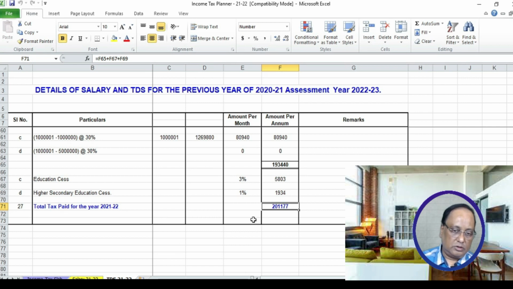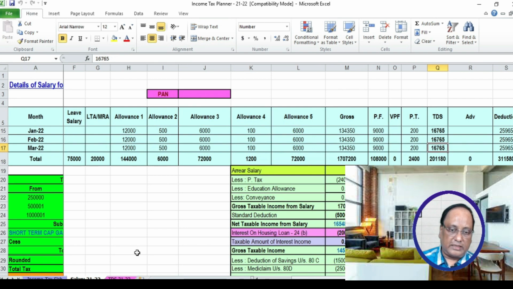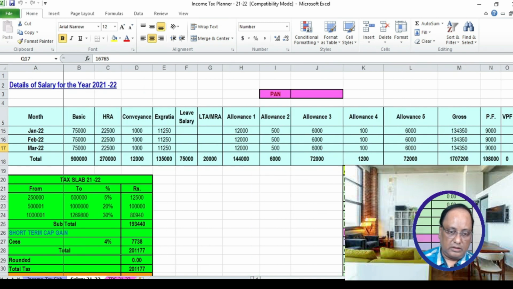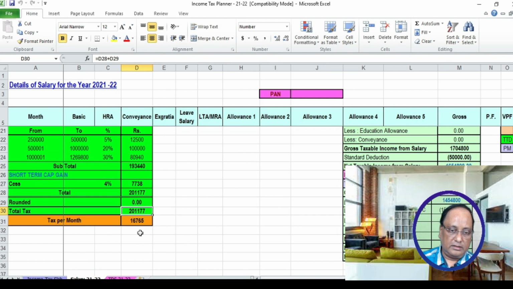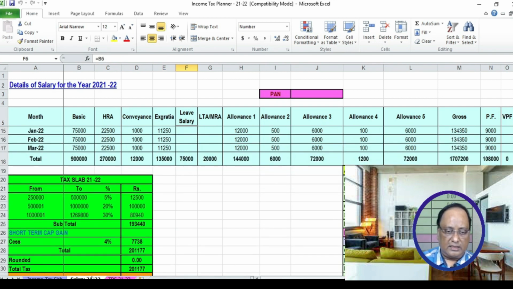Now again it will come under the slab, and the total tax part will come 2,01,177. So it is correctly matching with your calculations that you have shown over here, that is 2,01,177. So this is the basic operation of these things. You need not do much more on it. You have to fill up the first April month data of your salary, and in a similar way it will automatically fill up, and you will get the result of the monthly tax that you should pay to the government.